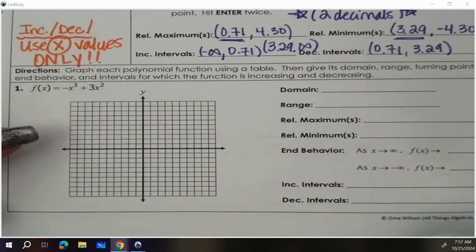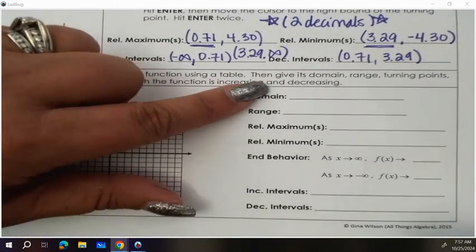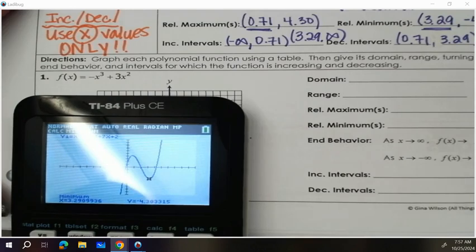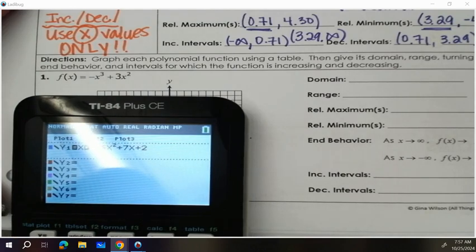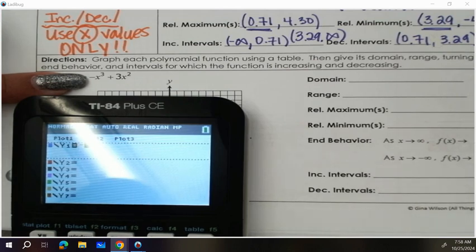Okay, let's graph this guy and fill in some of this information over here. Go back to your y equals, clear this guy out, and do negative. And remember, when you type in this minus sign right here, you have to use the negative sign that's in the very bottom row, not the subtraction sign. Negative x to the third plus 3x squared.